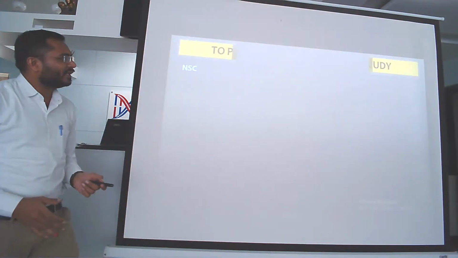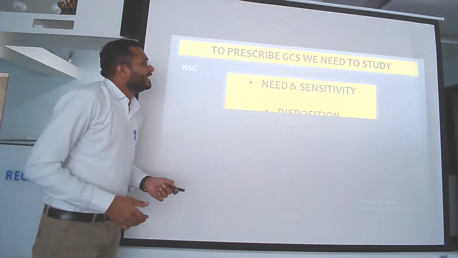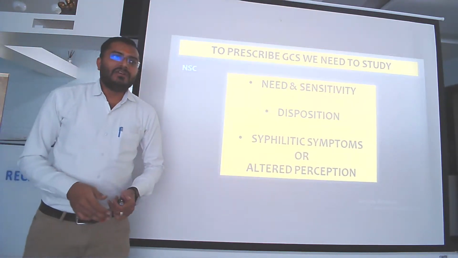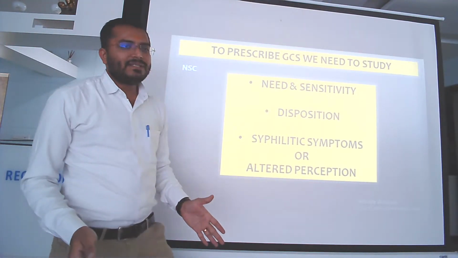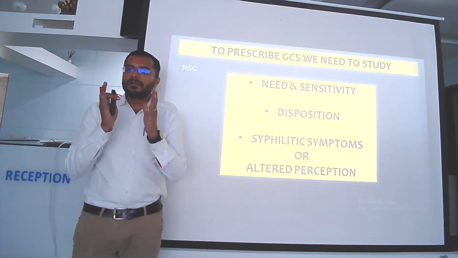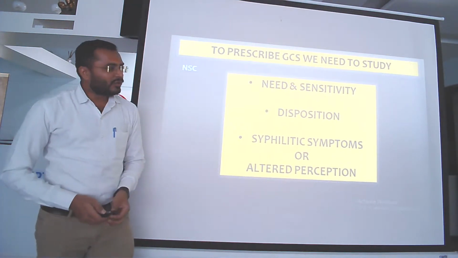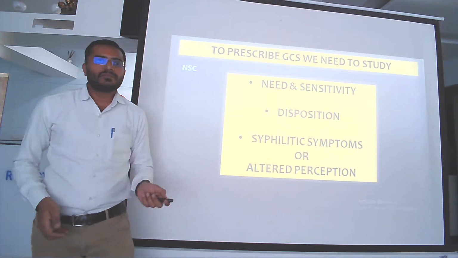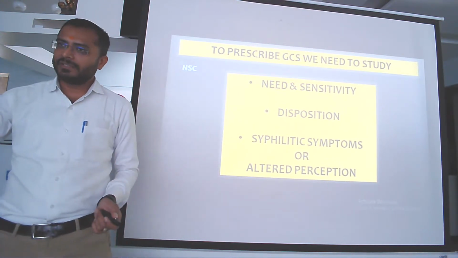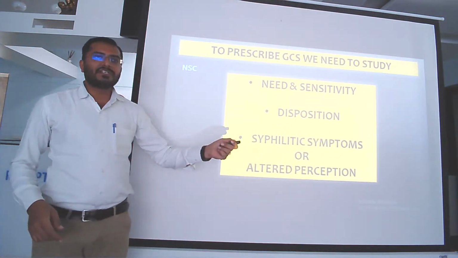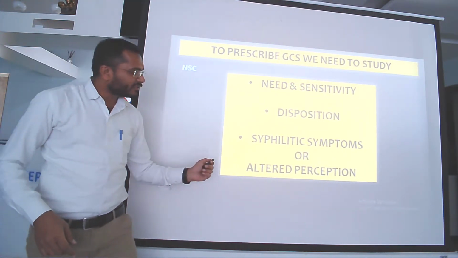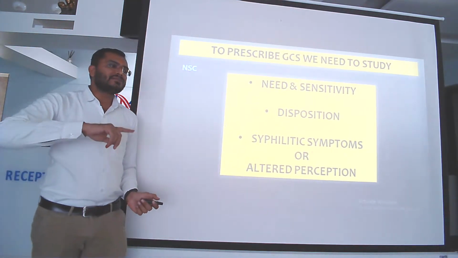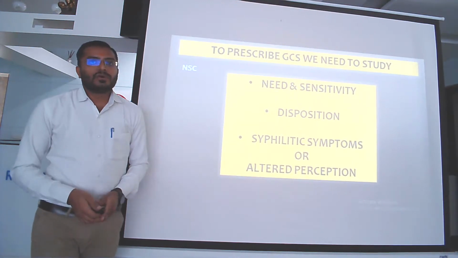A little bit quite theoretical, but be with me. So this chart is very important. When we need to prescribe homeopathy, or we have to be a right homeopath, you need these three things to prescribe GCS. First is need and sensitivity of the patient. Second, the disposition of the patient. And the third, the syphilitic symptoms or altered perception he has developed out of his life situations. Okay, so we are here.